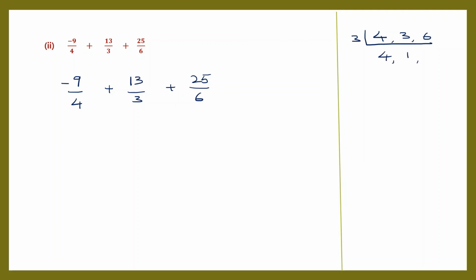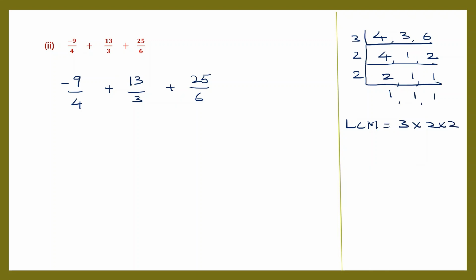3 ones are 3, 3 twos are 6. Now we can use 2. 2 twos are 4, 1 and 2 ones are 1. 2 ones are 2. Then we continue with 2. 2 ones are 2, 1 and 1. So what is our LCM here? LCM is 3 into 2 into 2. So let's multiply and get our answer. 3 twos are 6, 6 twos are 12. So LCM is 12. Let's use this as the common denominator here.